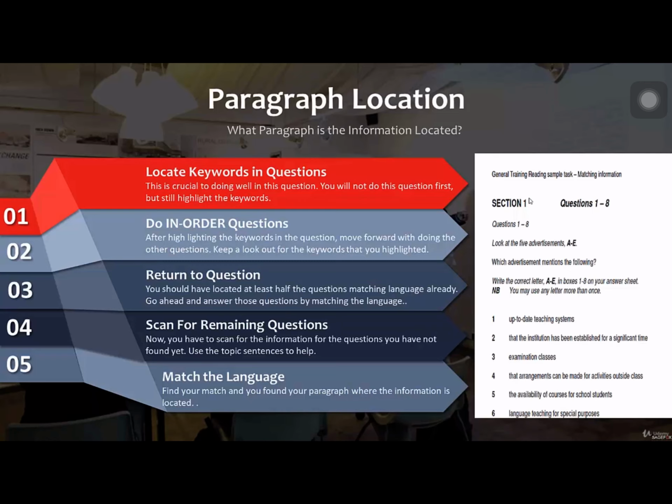So 4 of them you may have already been able to do right away, because you were able to note where you saw that keyword language, right? Now, if you haven't found number 1 and number 6 yet, then you're going to go ahead and scan for the matching paragraphs for those questions, making sure you pay attention to topic sentences, because those could be very, very helpful for you. Match the language up, and then you would have found your answer choices. Okay?